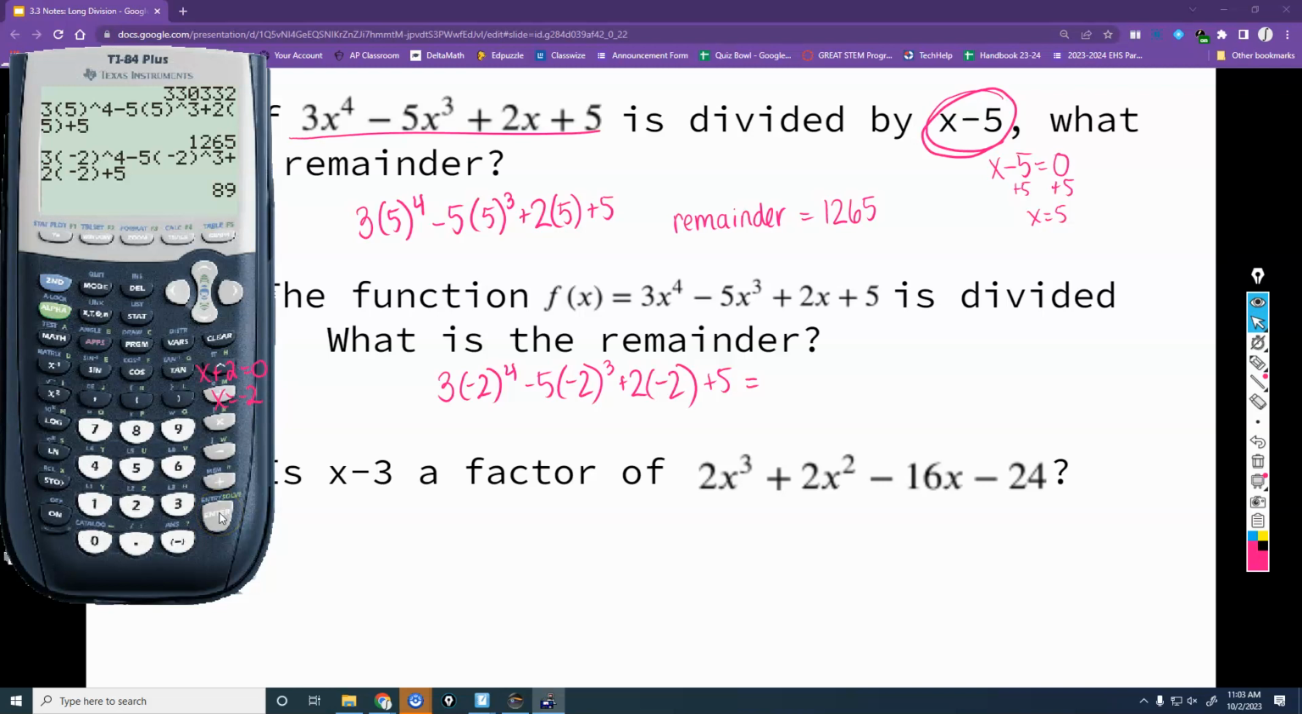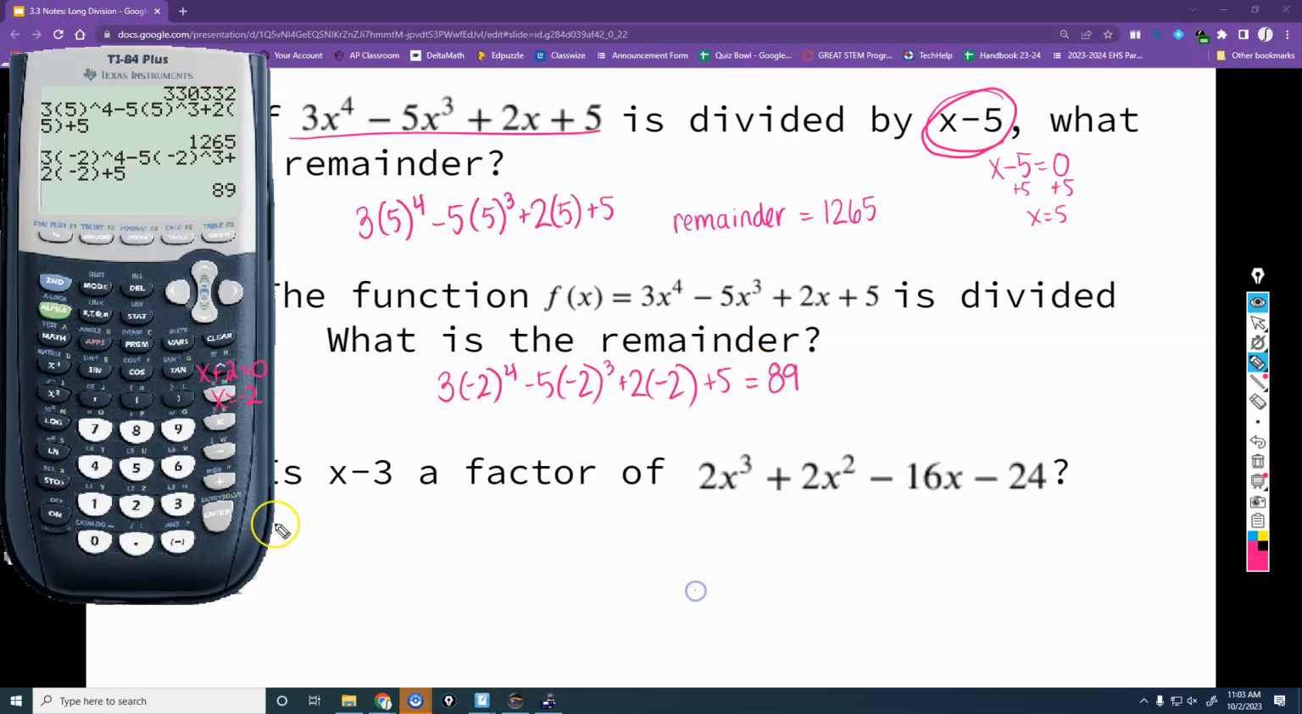Yep, 89. So for this, I would get 89 for my remainder. Much easier than doing long division, right? So if it's asking for a remainder, or if it's asking if something is a factor, we can just take the opposite sign and then plug that number in. Okay? Let's do this last one.